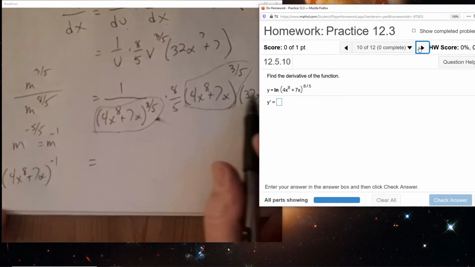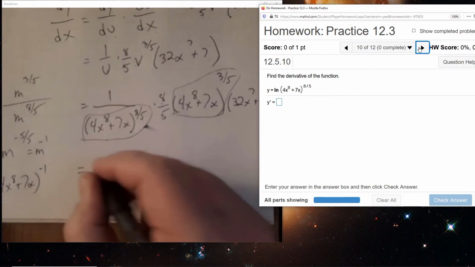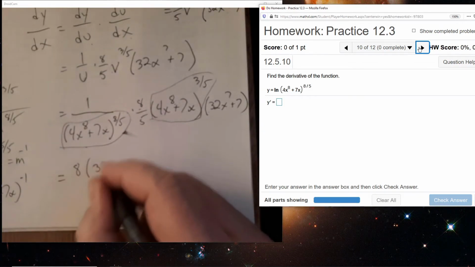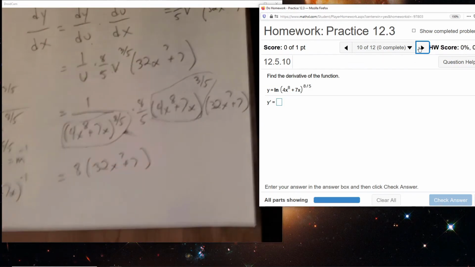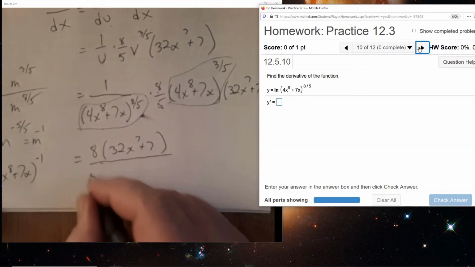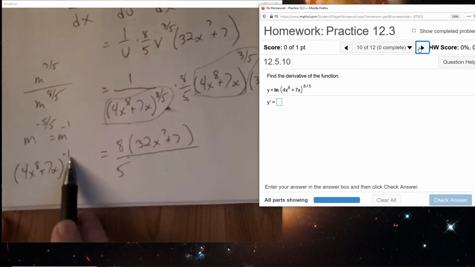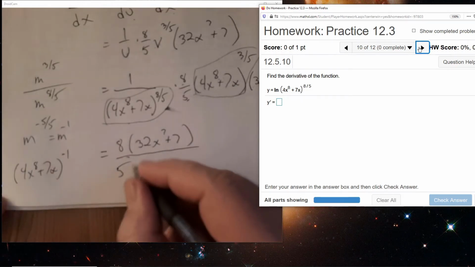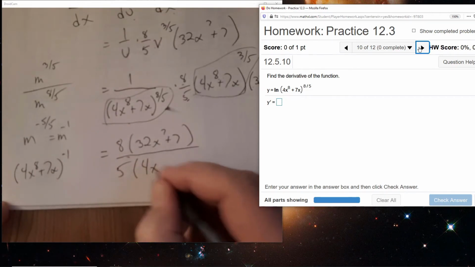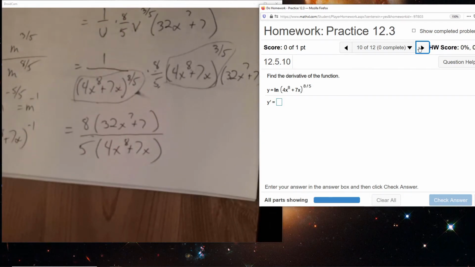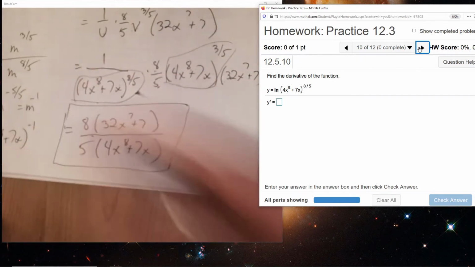So what do we all have in the numerator here? We have an 8 in the numerator. We have this parentheses also in the numerator. And this is all divided by this 5 is in the denominator. And remember, this minus 1, this is in the numerator. So this minus 1 becomes a positive 1 if we put it in the denominator. And that is our final simplified answer.